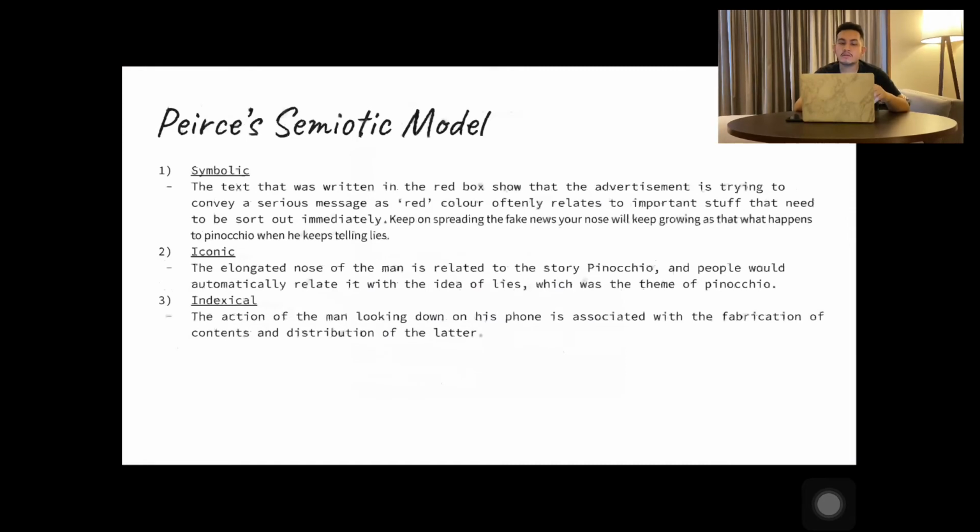So the symbolic part about why the text was written in a red box is because red is a color that symbolically relates to the meaning of immediate action. So in this method, if you look at the advertisement, it means that it wanted you to stop spreading the fake news as soon as possible, and it wanted to promote that we need to do the immediate response towards stopping the spreading of fake news. Okay, next I'll be passing to Li Huan to explain about the iconic part regarding the poster.